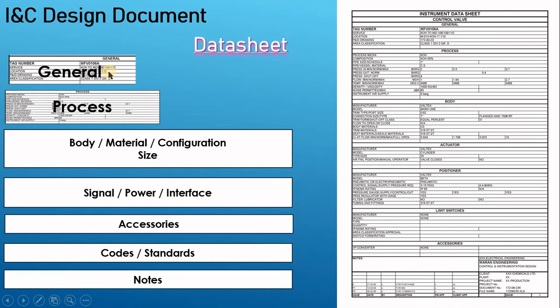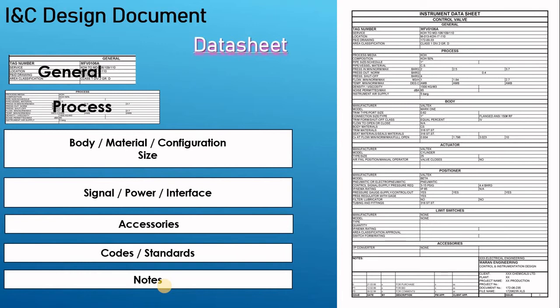Any data sheet will contain a general section, which has a tag, P&ID, and those things, and then the process data, which comes from the process discipline, followed by other sections. Some of those sections will describe the body materials, the size, configuration, and sometimes you will put some data, and then for the valve you will say I will ask the vendor to advise what the trim is, so you will say vendor to advise, and so on. And then you will have some notes you need to give to the supplier.